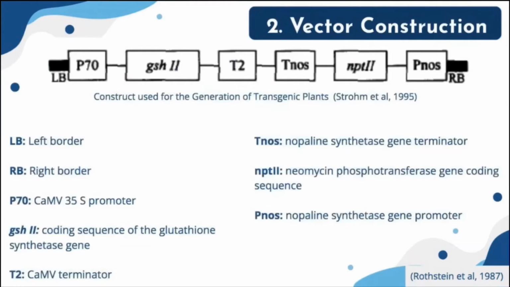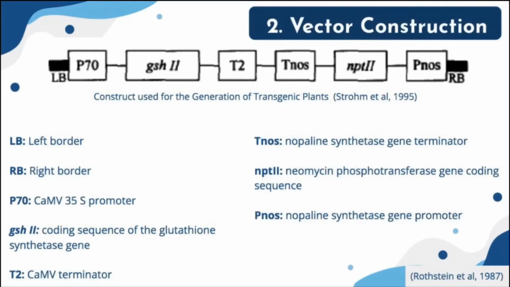The construction of this vector was based on the previous research done by Strom. This vector has a neomycin phosphotransferase gene that causes kanamycin resistance. The P70 promoter and T2 terminator stimulate the production of the GSH2 gene, and the TNOS terminator and PNOS promoter stimulate the production of the neomycin gene. In this construction, the nopaline terminator and promoter are presented in inverted positions to express the antisense nopaline synthetase RNA, which can inhibit the expression of mRNA to reduce resistance to antibiotics and reduce their consumption.